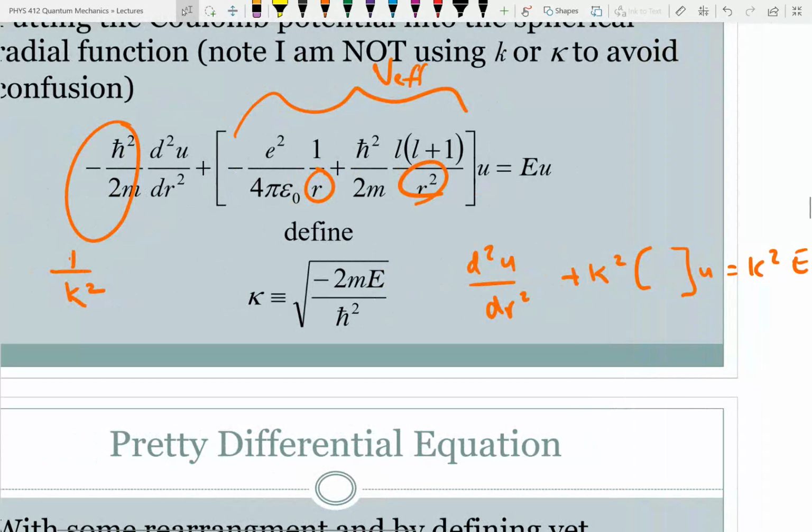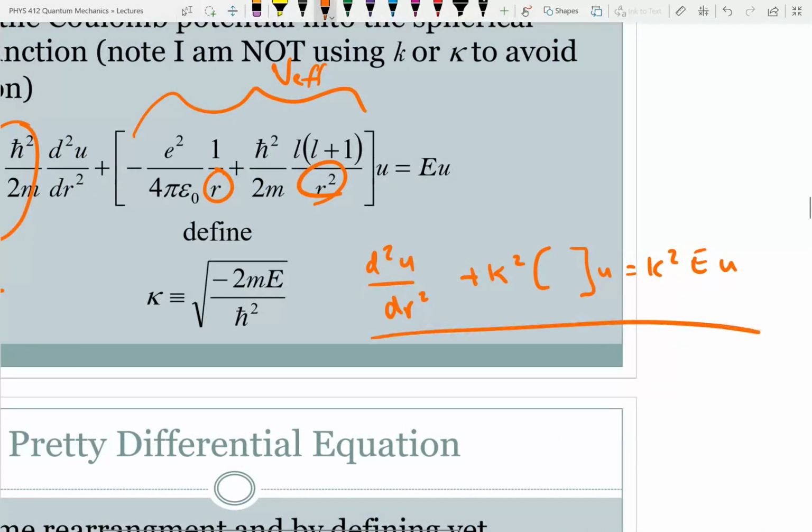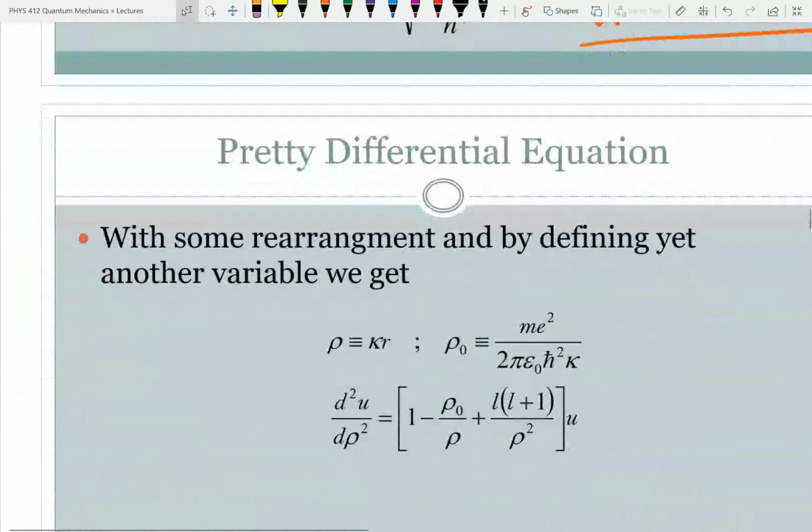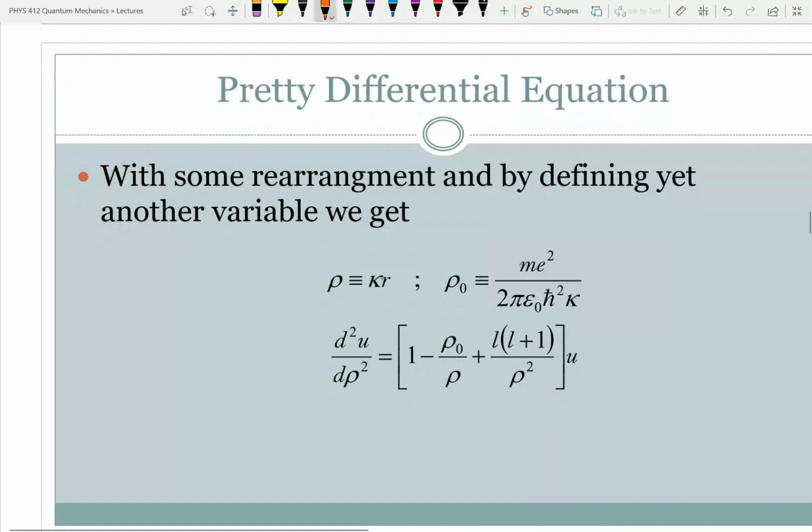So I could have written the equation like this now with that kappa definition. But we go a step further and define yet another variable, rho. So instead of radius r, now we have rho, the Greek r, which is kappa r. And then we have rho 0, another constant, 2me squared over 2 pi epsilon 0 h bar squared kappa.